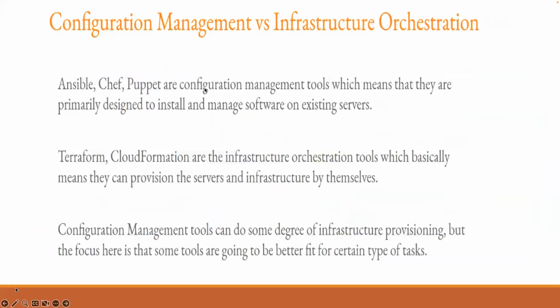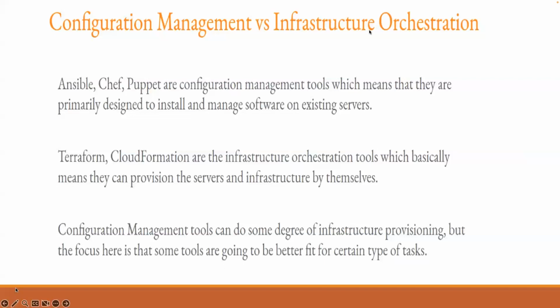Ansible, Chef, and Puppet are configuration management tools, which means that they are primarily designed to install and manage the software on existing servers. So guys, tell me, what are the configuration management tools? I will tell you the definition. Read it: Ansible, Chef, Puppet are configuration management tools, which means that they are primarily designed to install and manage the software on existing servers.